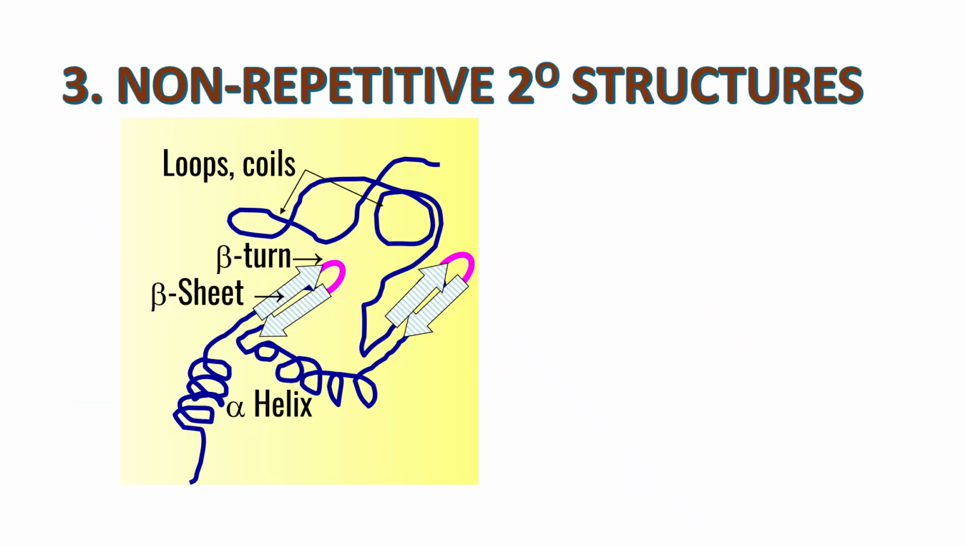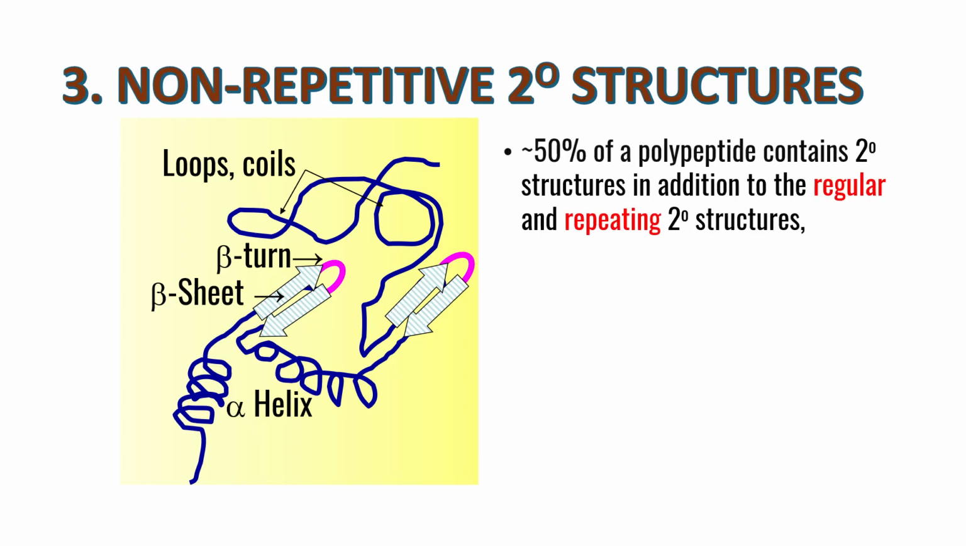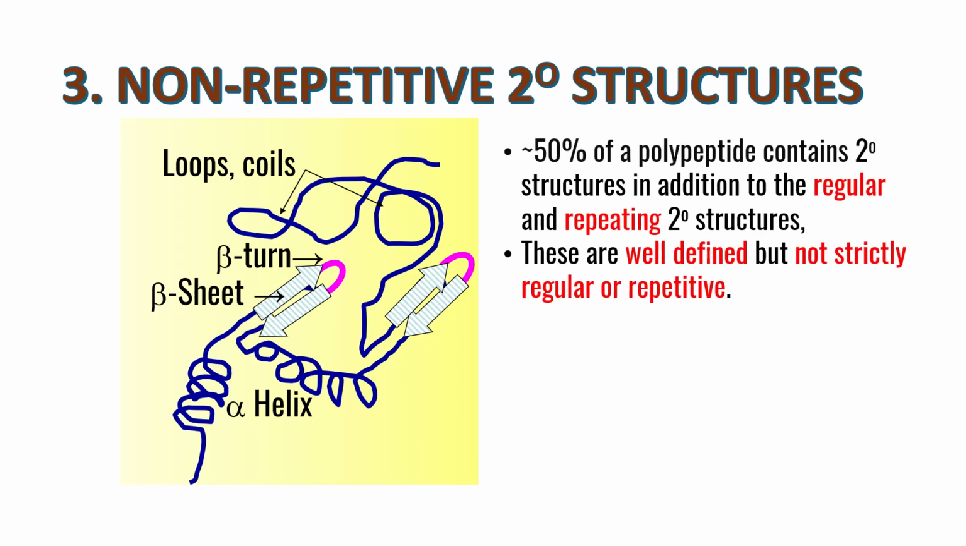So now the third type of secondary structure, non-repetitive secondary structures. We have seen that the secondary structures such as alpha helix, beta sheet and beta turn are present in a polypeptide and their physical features are consistent and do not change in proteins. That is why they are called regular and repeating secondary structures. The remaining part of the polypeptide is arranged in less regular structures. They are called non-repetitive secondary structures.